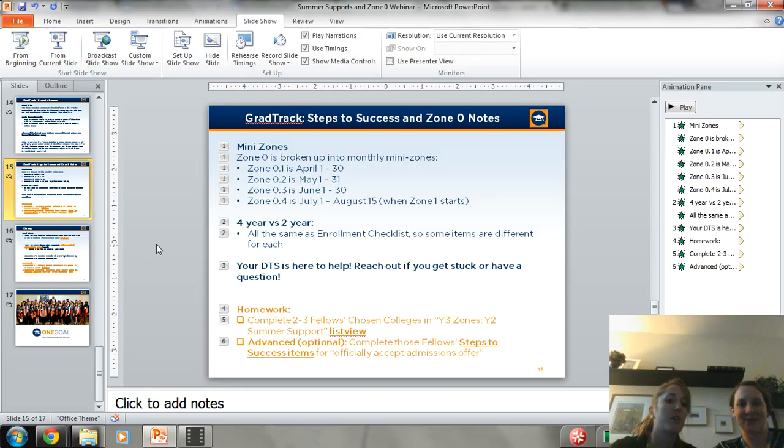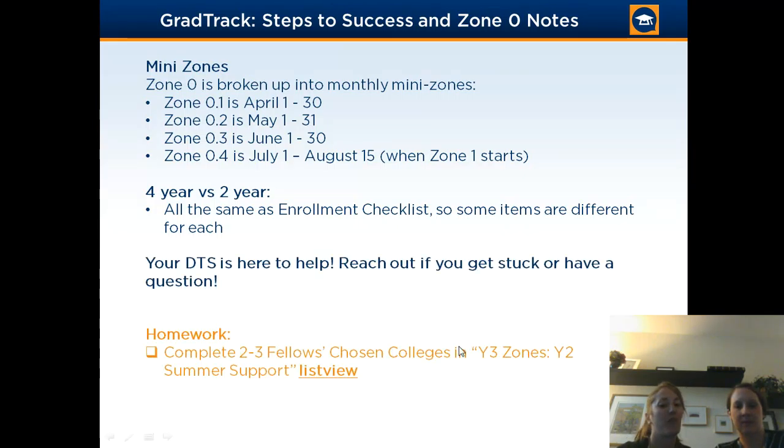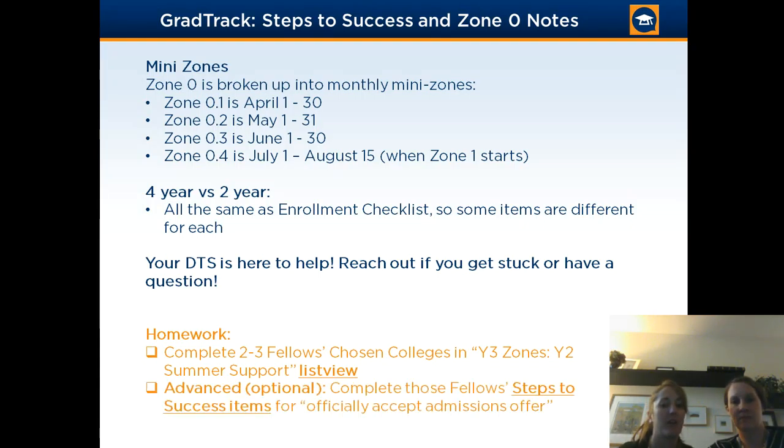Great. All right. So your homework to practice this. We're here if you need help. Yes, definitely. So your homework to practice this is to complete 2 to 3 fellows' chosen colleges in the Y3 zone, Y2 summer support list view. The link's here too. We made it easy for you. And the advanced option is to complete those fellow steps to success items for officially accept admissions offer once they've done so.